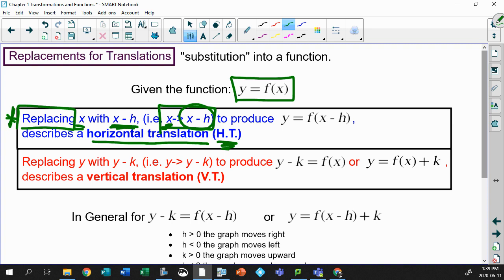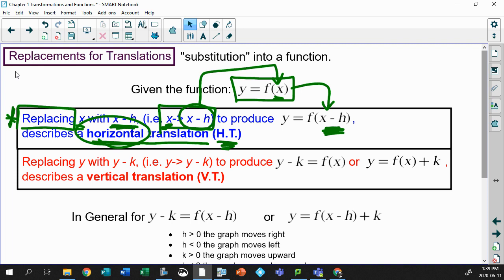So what does this mean? There's the x in the function, and I'm just going to replace that x right here with x minus h. And look what I got. Bang, right there: y equals f of x minus h. And this, of course, being inside here, beside the x, means a horizontal translation.